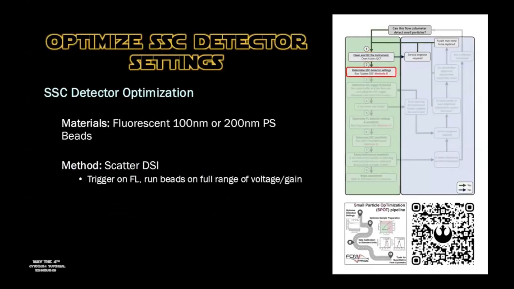The next step is to optimize your side scatter detector settings. For side scatter detector optimization, you will need some materials. We recommend using a fluorescent 100 or 200 nanometer polystyrene bead. We call this method scatter detector setting incrementation. And the reason why we wanted fluorescent beads here is that we want to trigger on that fluorescence in order to run the full range of voltages and gains in your scatter.